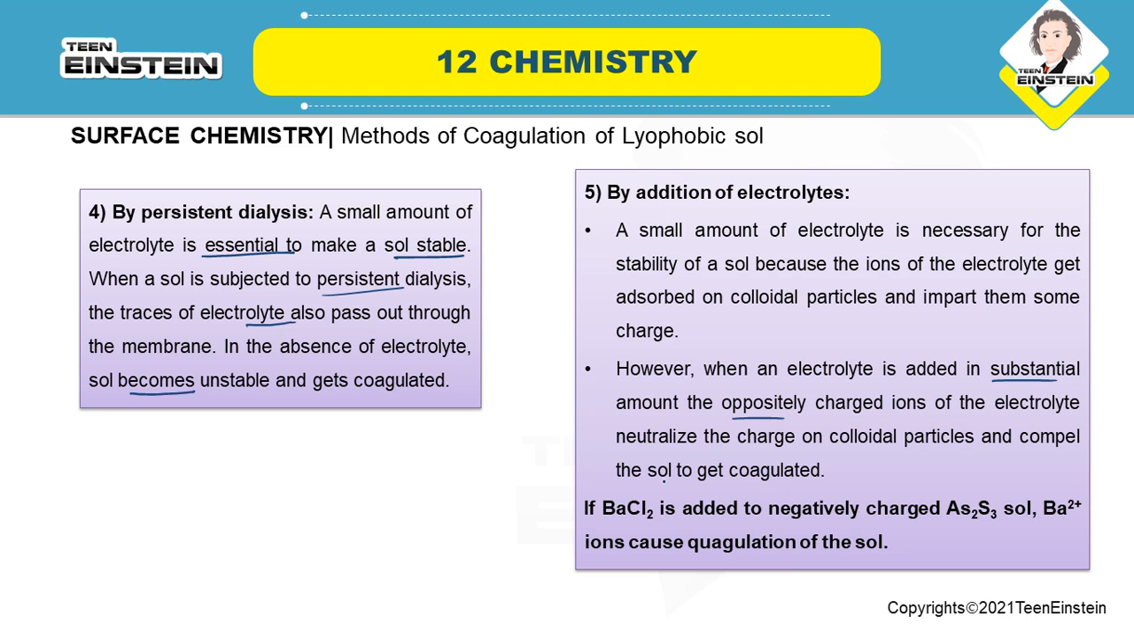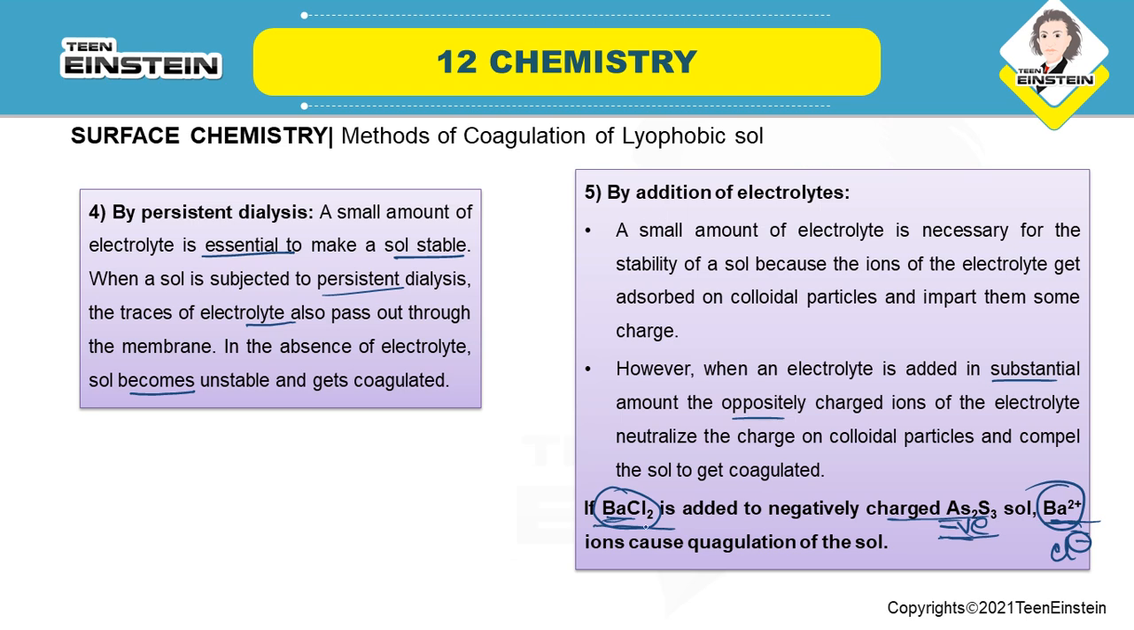For example, suppose barium chloride is added to a negatively charged sol of As2S3. Now in barium chloride, both the cation Ba2+ and the anion are present. But as the sol particles are negatively charged, the cation will be responsible for neutralizing this negative charge, and it will cause coagulation of the sol. Now Ba2+ is the cation.